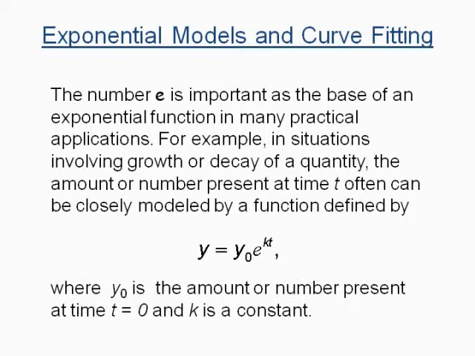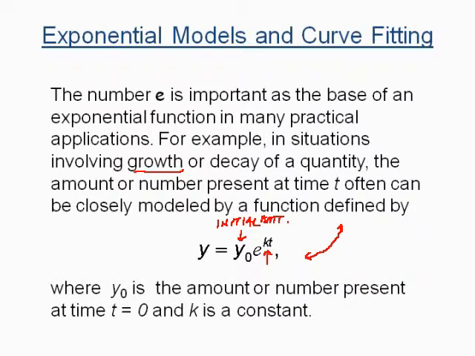y equals y sub naught e raised to the kt power, where y sub naught is the amount or number present at time t equals 0, and k is some constant number. Usually in these types of problems, y sub naught is what they call the initial amount. And when this k number, the constant, is positive, we tend to have an increasing exponential look, which they sometimes call growth problems because that's a positive number.